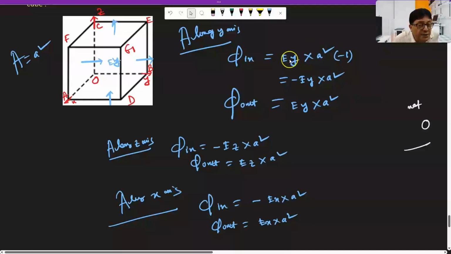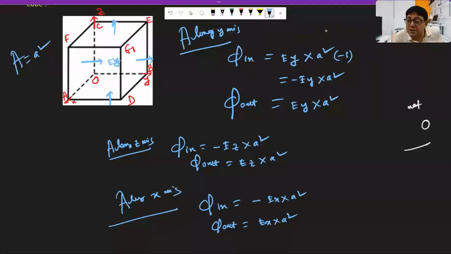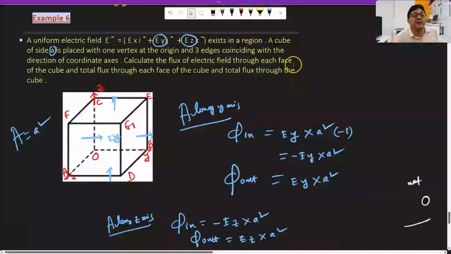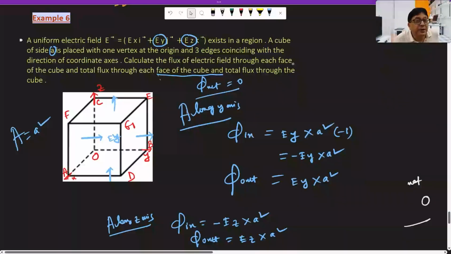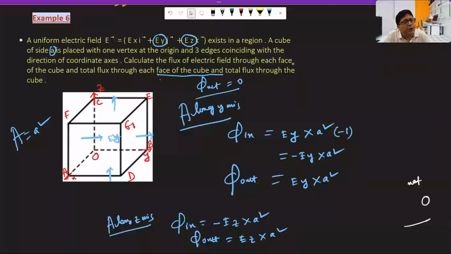And is this sum 0? Yes, quite obvious. They're getting cancelled. So answer is 0 only. Total outward flux was the requirement of the problem through the cube. So phi net is equal to 0. Clear? So if you keep a cube in uniform electric field, total outward flux through it will be equal to 0. It's a textbook problem.